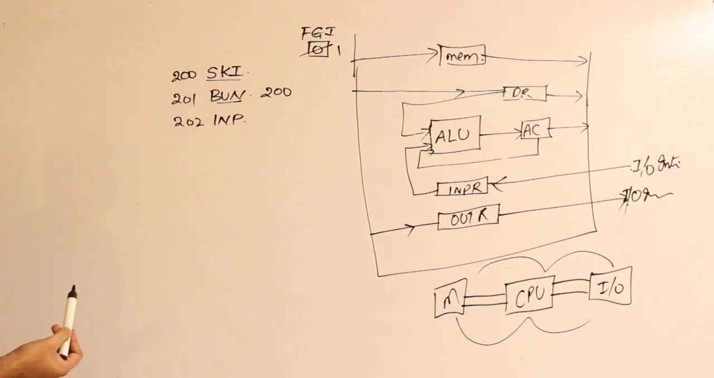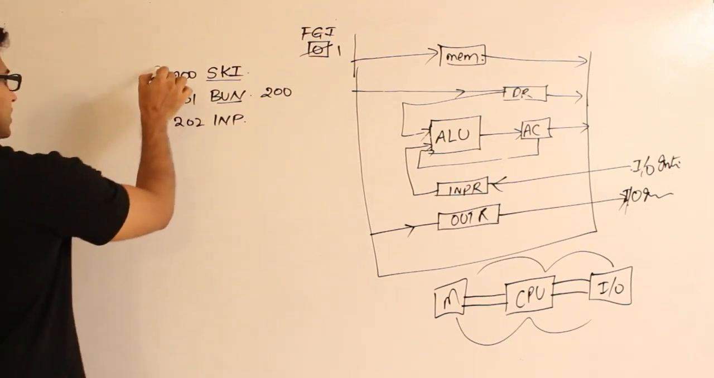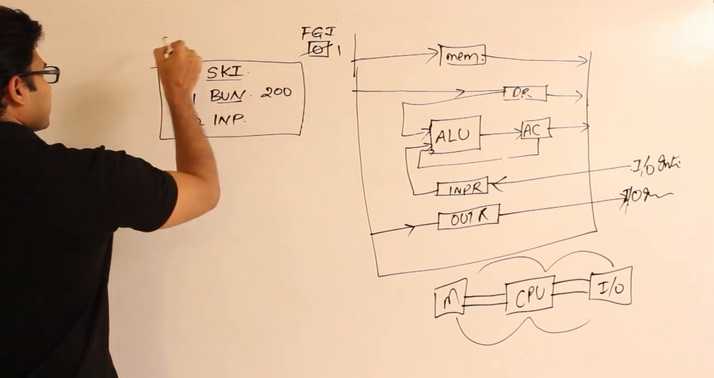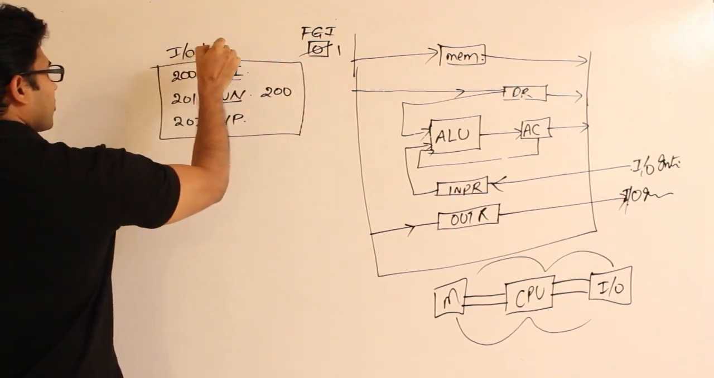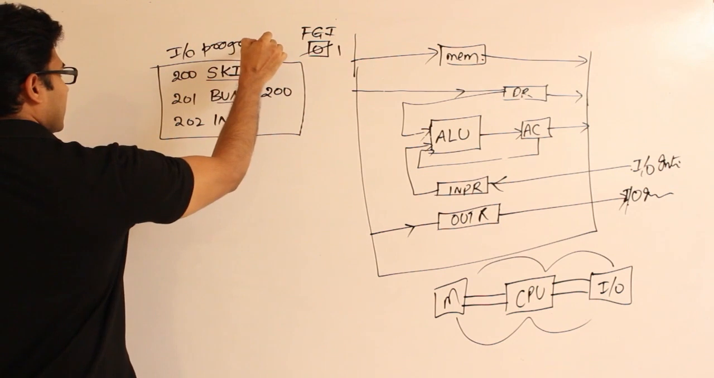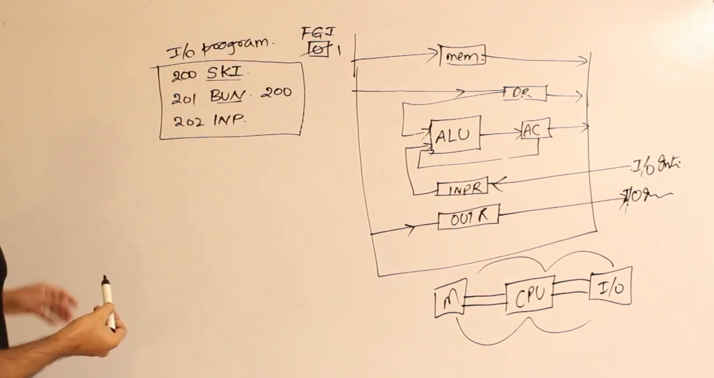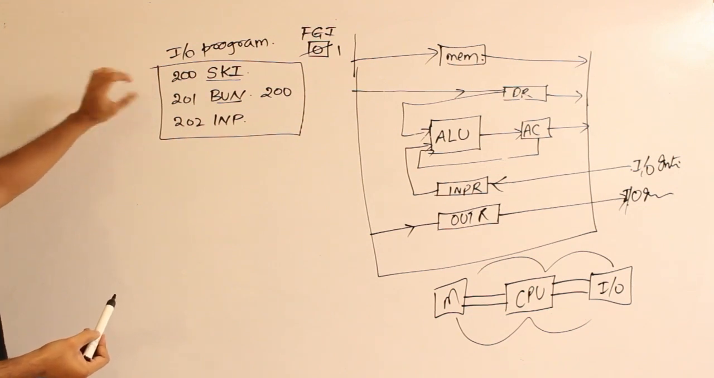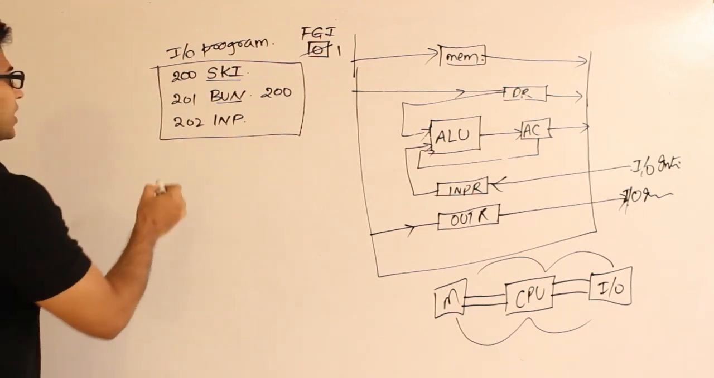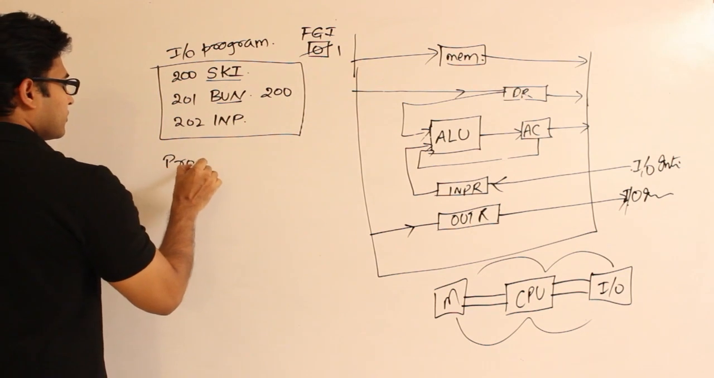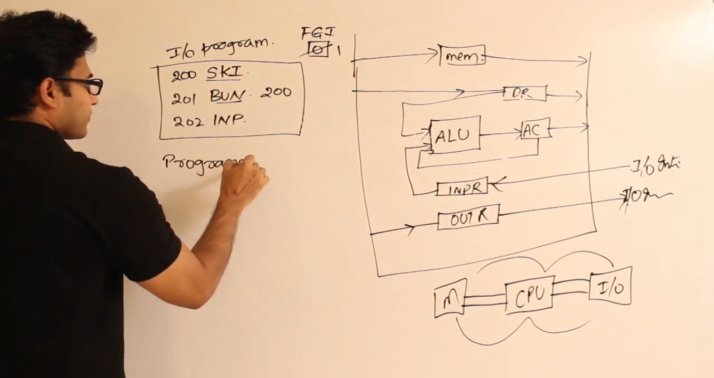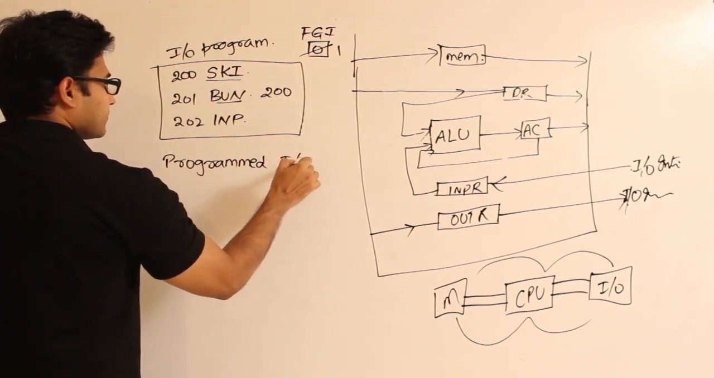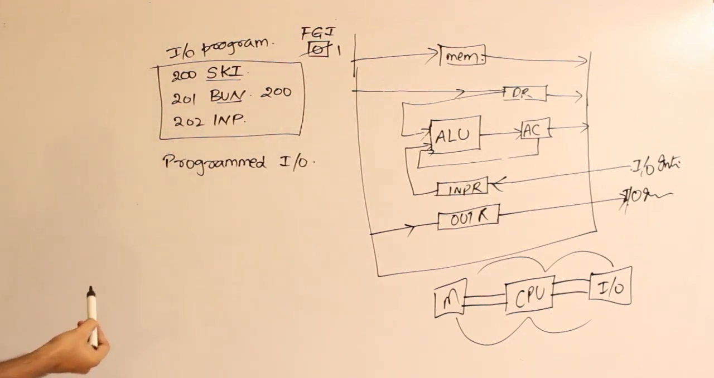Now what is the disadvantage of this one? If you have to understand this, see this, it is an IO program, right? And the way that you are going to transfer the data using this IO program has got a name, it is called programmed IO, right? So the disadvantage is simple.